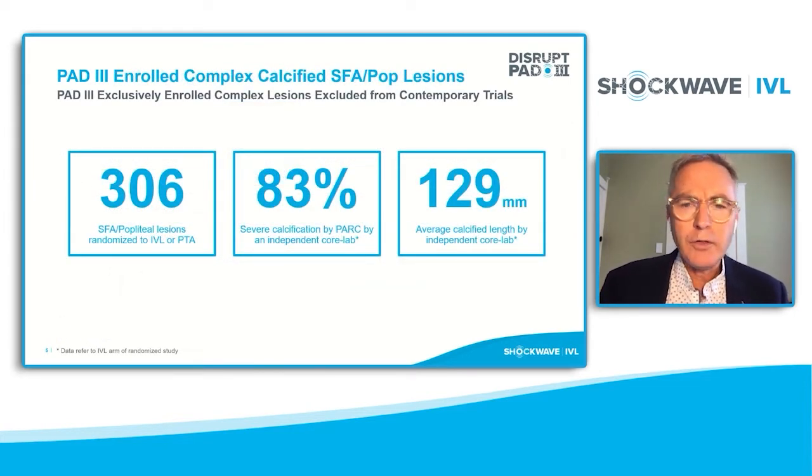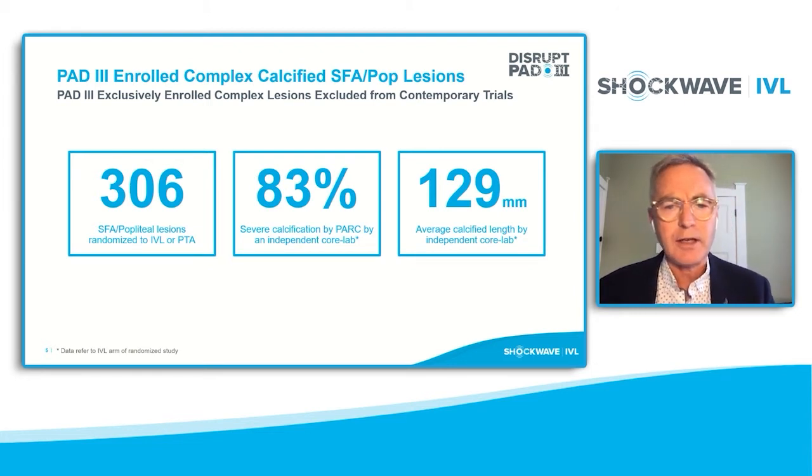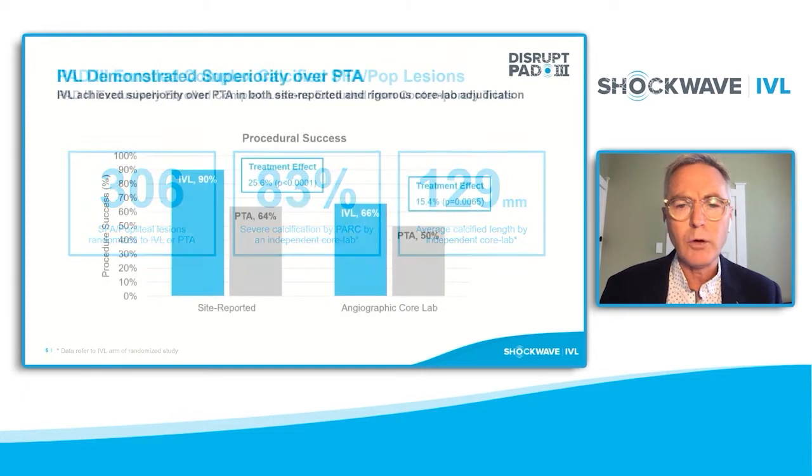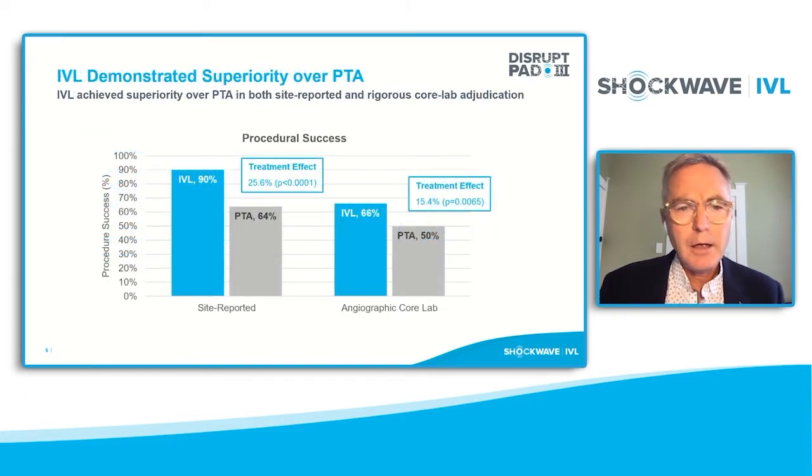So if we have a look at this study, it really represented real-world hostile lesions, 306 lesions randomized to intravascular lithotripsy or angioplasty. 83% of them had severe calcification by PARC classification, and the calcified lesion length was 129 millimeters. So certainly real-world lesions. We have a look at procedural success.